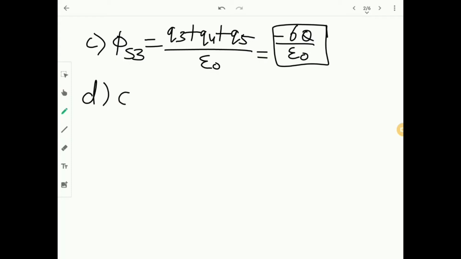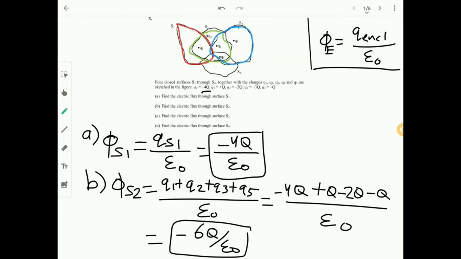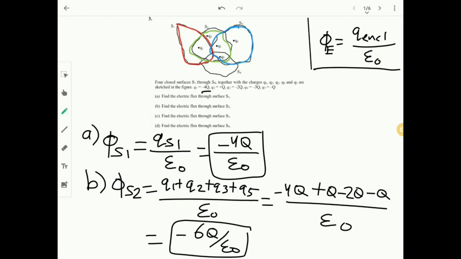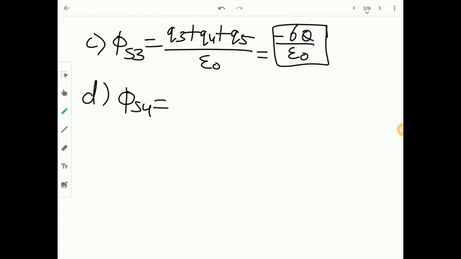Now part D, this must be S4 obviously. Let's see the diagram, and I'm going to use purple. This is S4, only Q5. Q5 is minus Q, so it's very simple, minus Q over epsilon 0. So all I have to do to find the answers for these kinds of questions is find the total sum of the charges enclosed over epsilon 0. And if you have numbers, you substitute.